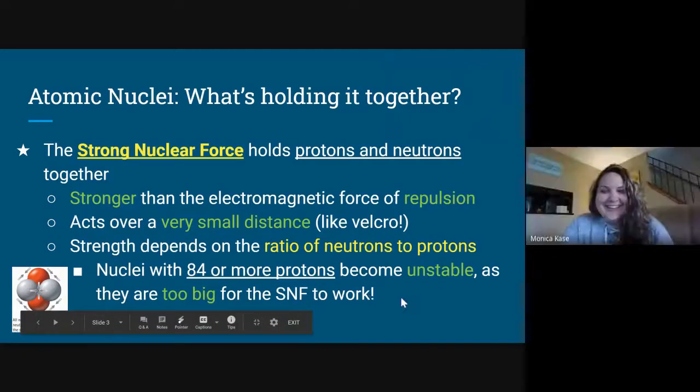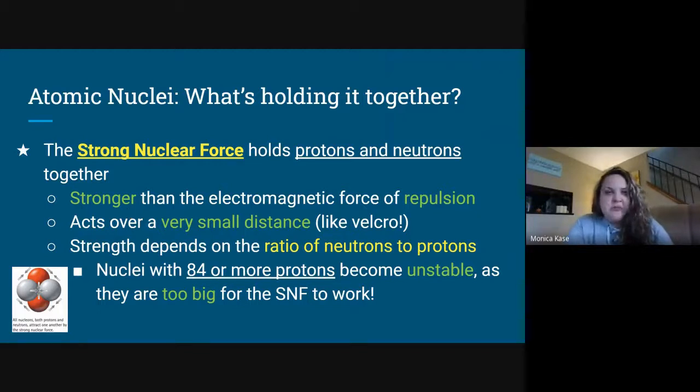All right, so the atomic nucleus is held together by the strong nuclear force. So that's holding those protons and those neutrons together. This is the strongest force. It's stronger than any electromagnetic force of repulsion. It acts at a very, very small distance, kind of like Velcro. So think about Velcro, whether it's on your shoes, your Trapper Keeper, whatever it might be. And the strength depends on the ratio of neutrons to protons. That is important, I would highlight that.